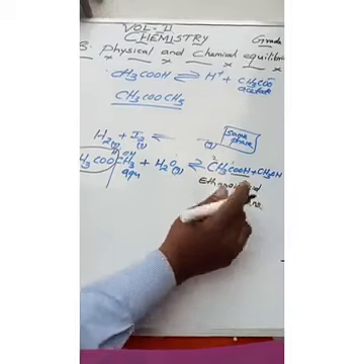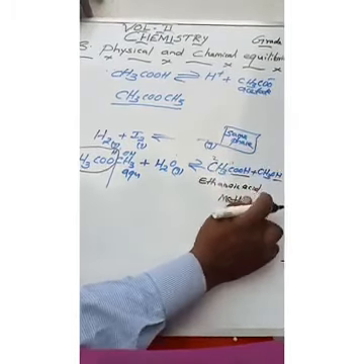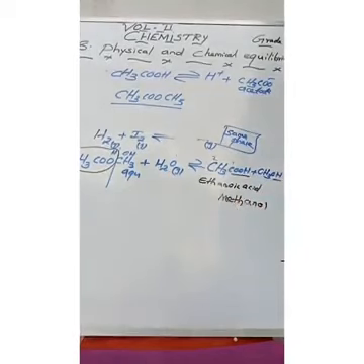So the functional group is OH. So the suffix we have to add for OH is OL. Already we discussed. So what's the name of the compound? Methanol. These two products are ethanoic acid and methanol.